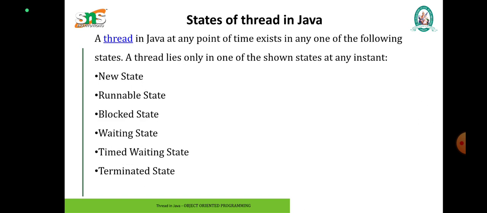Now let us see about the state of thread in Java. So what are the states of thread in Java? A thread in Java at any point of time exists in any one of the following states. A thread lies only in one of the shown states at any instant. It can be a new state, runnable state, blocked state, waiting state, time waiting state, or terminated state.